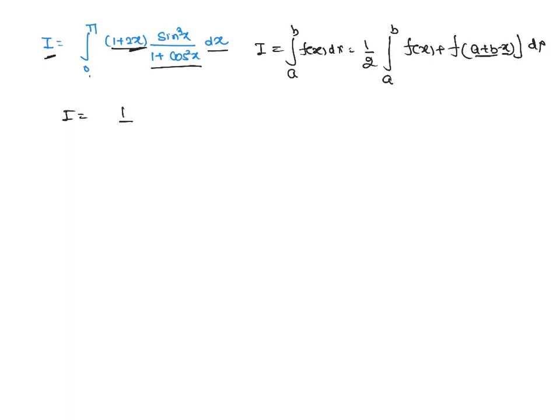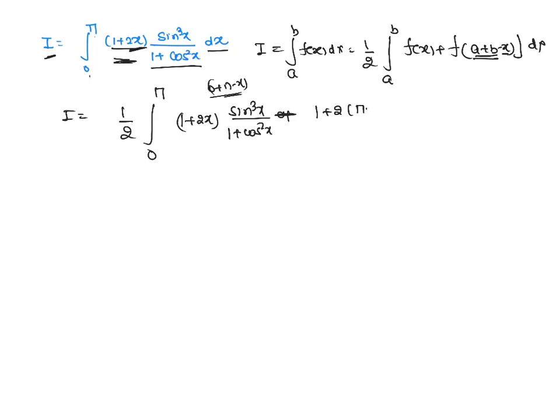I equals to, as it is, 1 by 2, 0 to pi. First thing fx is this one. So 1 plus 2x into sine cube x divided by 1 plus cos square x, plus sum of limit is pi and 0, so pi minus x. So we will replace x with pi minus x. So 1 plus 2 pi minus x, bracket close, sine cube pi minus x divided by 1 plus cos square pi minus x, and this is dx.